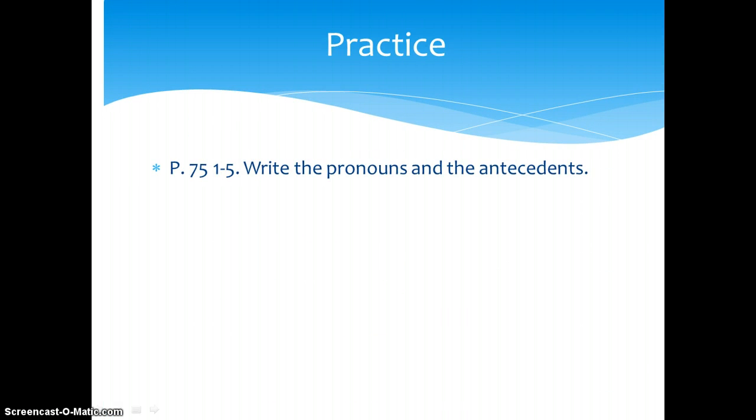So let's practice on page 75. Numbers 1 through 5, write the pronouns and the antecedents to go with them. Make sure you do both. I will be checking tomorrow in class. Once you're done with that, continue on. We're going to do lesson 3.8 on this video as well.